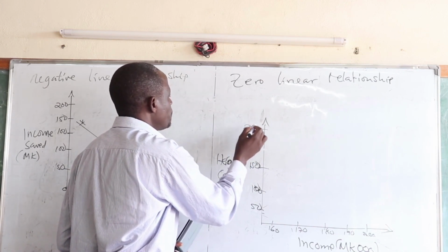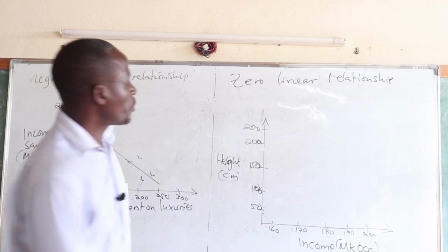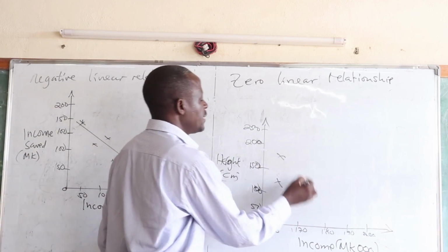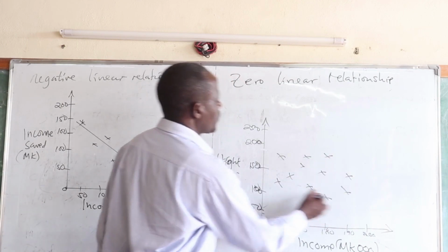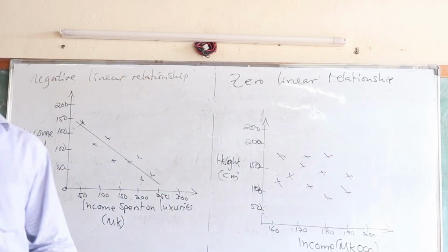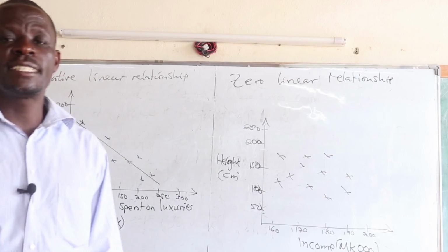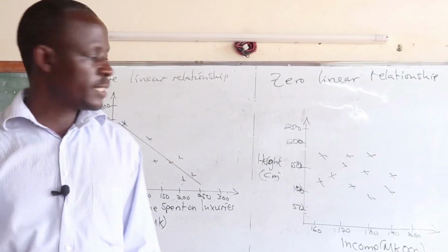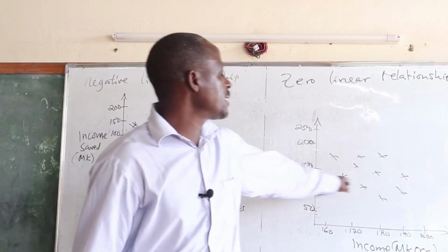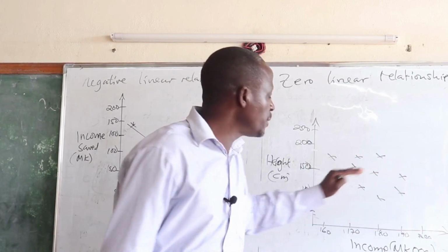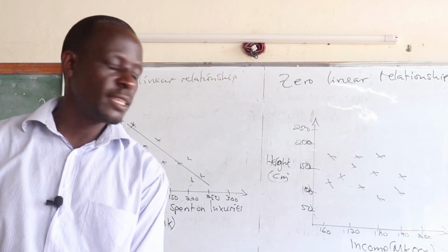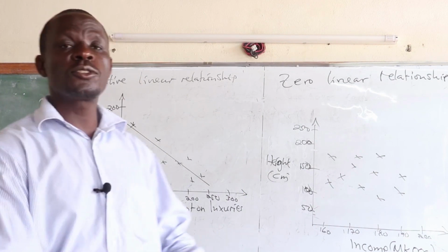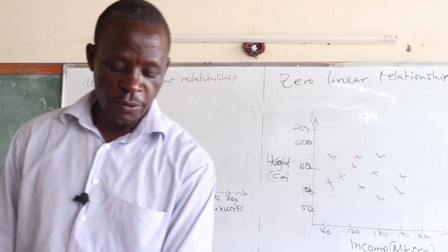This is 250. So when you try to plot on the graph, the scatter diagram shows you something like that. Then it means that there is no linear relationship. If I try to plot a line, this line is going to be parallel to the income axis, which shows that there is no linear relationship between these two variables.